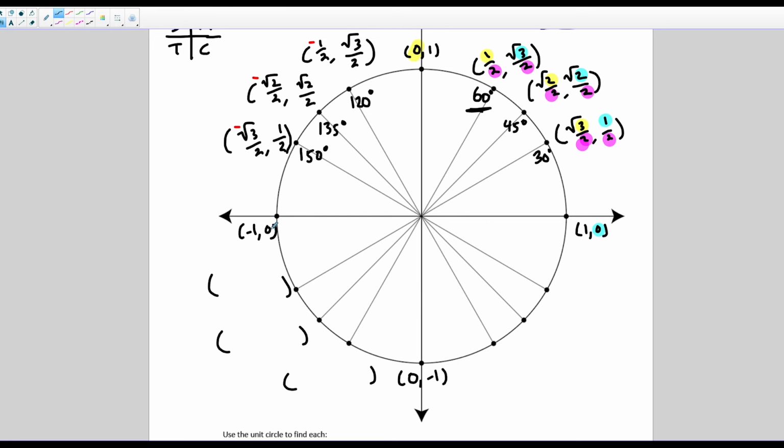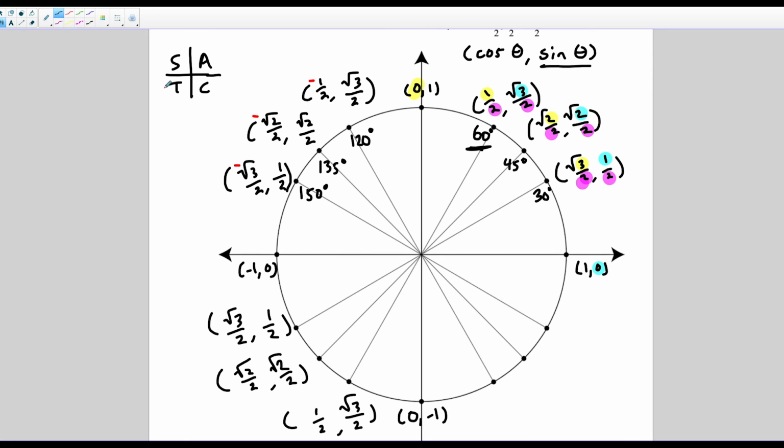So we're going to start from 0, but now we're looking at the y values first. So we go 0, 1 over 2, 2 over 2, which is really square root 2 over 2, and finally, square root 3 over 2. And then coming back the opposite direction, we're starting again from 0, but now in the x position, we have 0, 1 over 2, square root 2 over 2, and finally, square root 3 over 2.